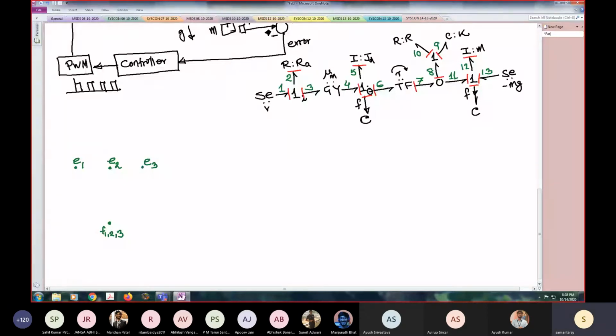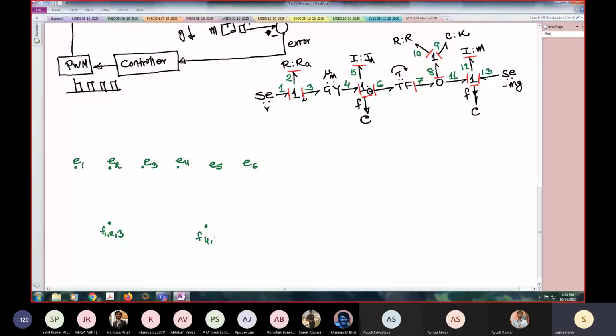Now for the next one junction, F4, 5, 6 are same, but efforts are different. So we introduced E4, E5. No need to put that dot, so I am not putting. E6, flows are same, F4, 5, 6. So wherever those efforts are there, I am putting flows nearly below that.